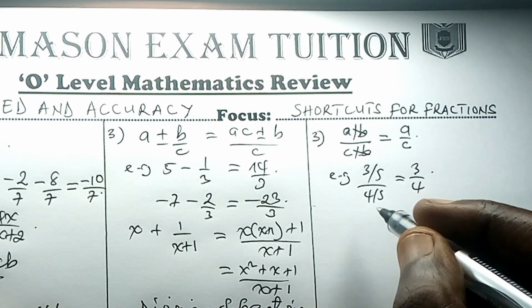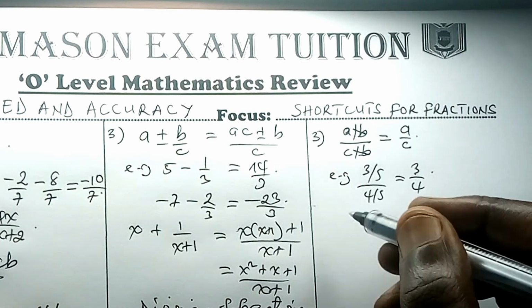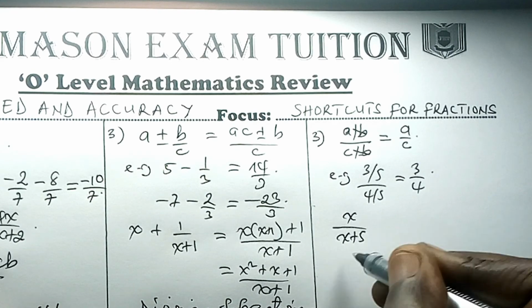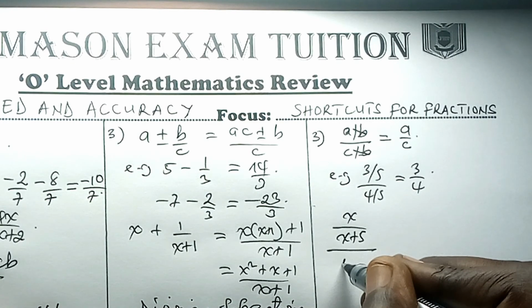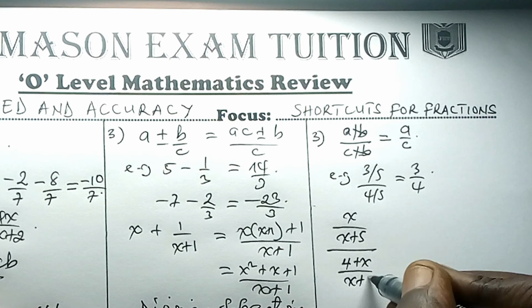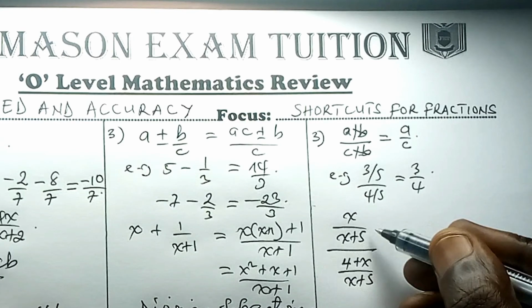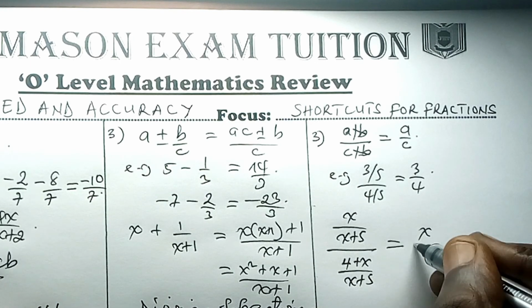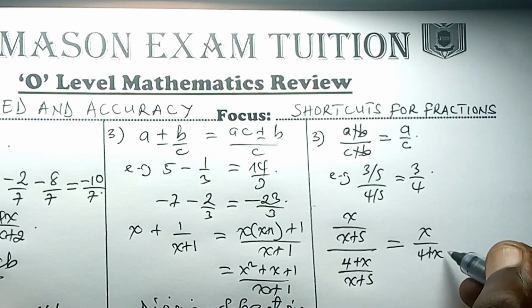It can happen with mathematical expressions too. x all over x plus 5 divided by 4 plus x all over x plus 5, over x plus 5 cancels over x plus 5, and I'm just left with x all over 4 plus x.